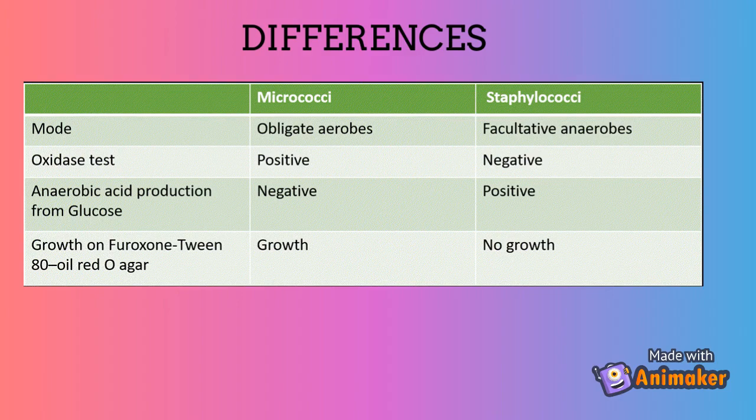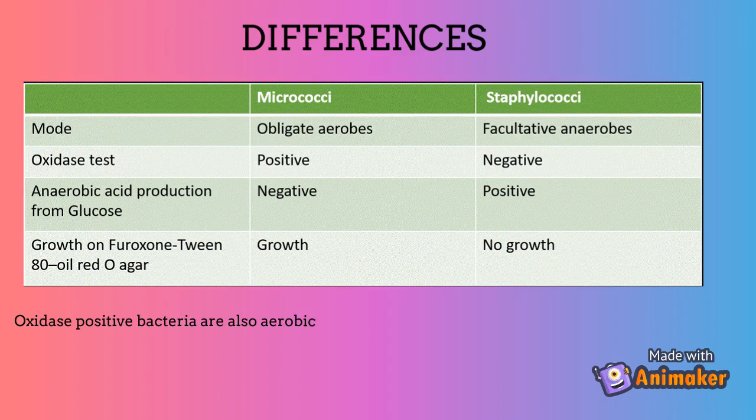They possess the cytochrome oxidase enzyme, which is used in the electron transport chain of aerobic bacteria. It's important to note that all bacteria that are oxidase positive are aerobic. Staph, on the other hand, are oxidase negative.